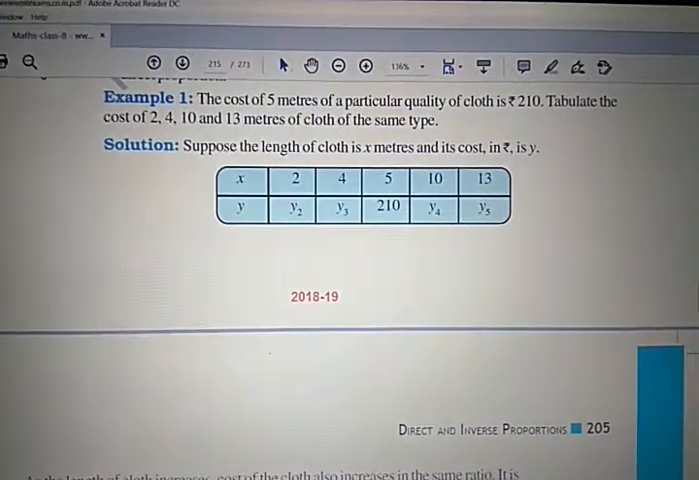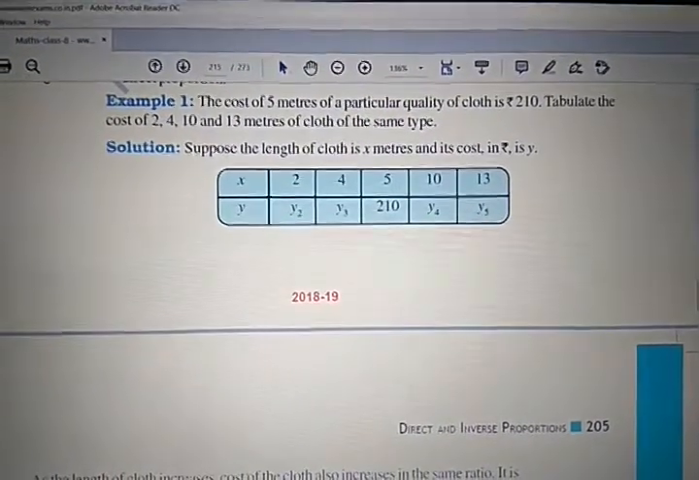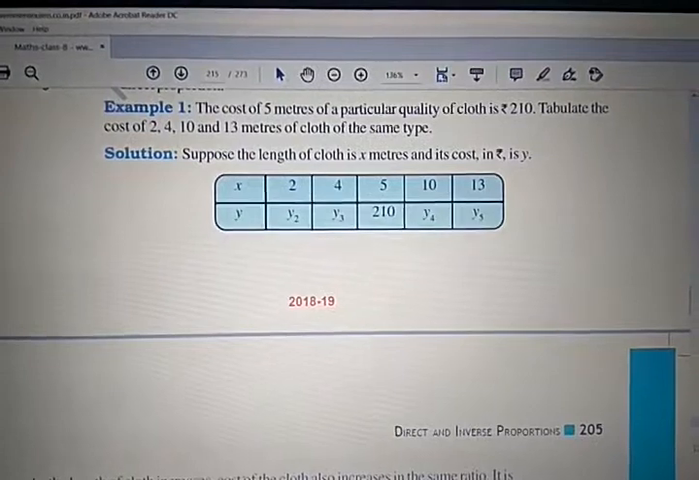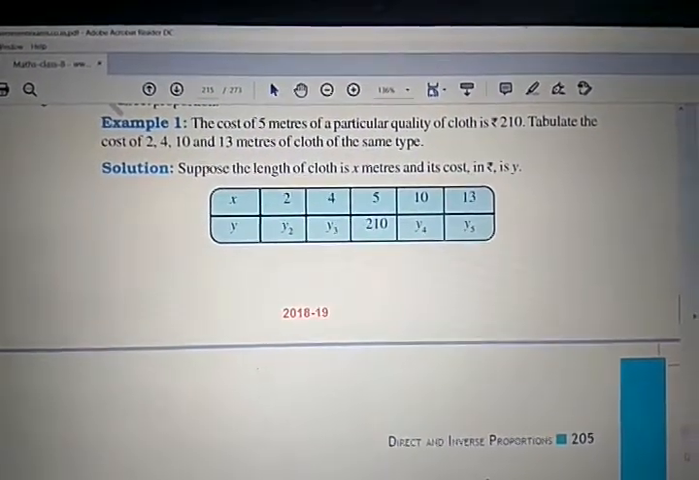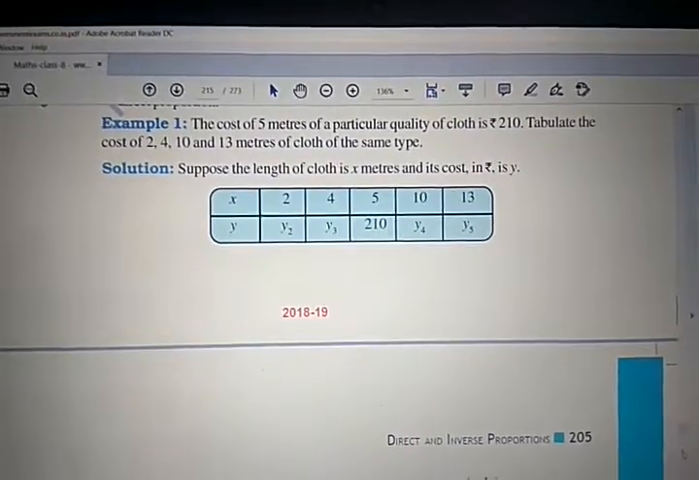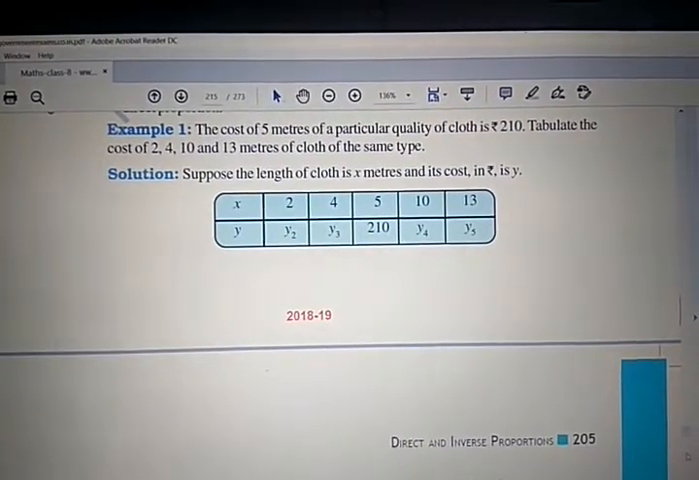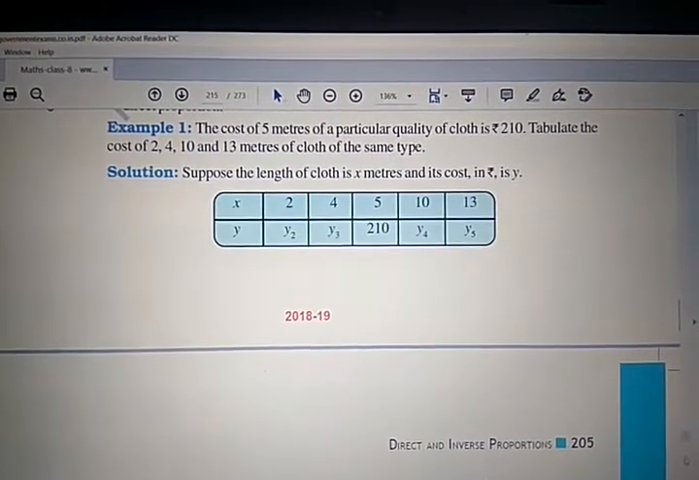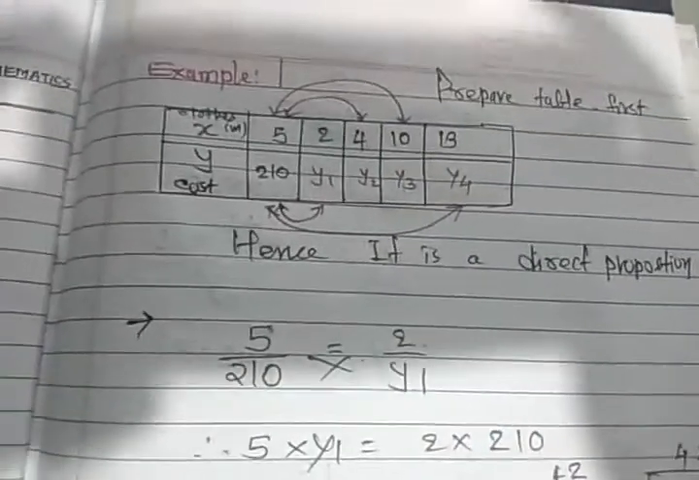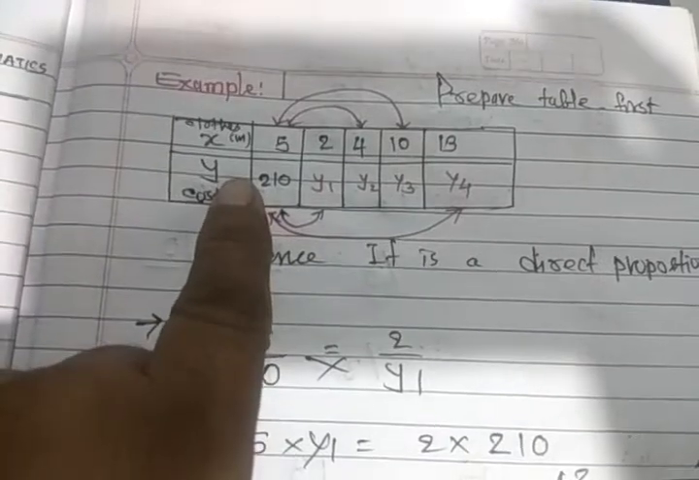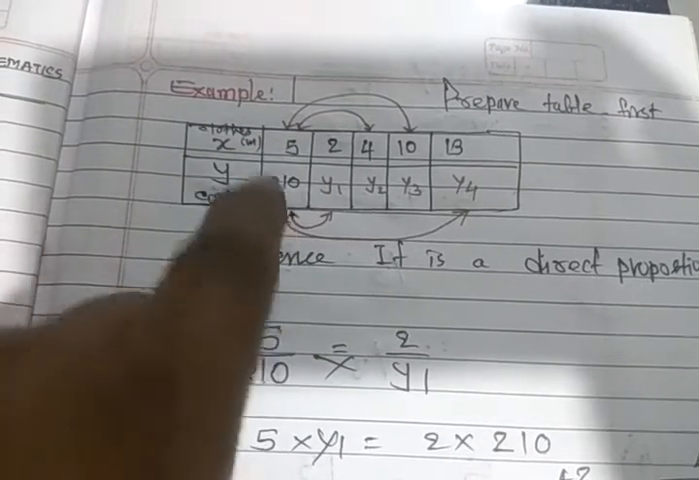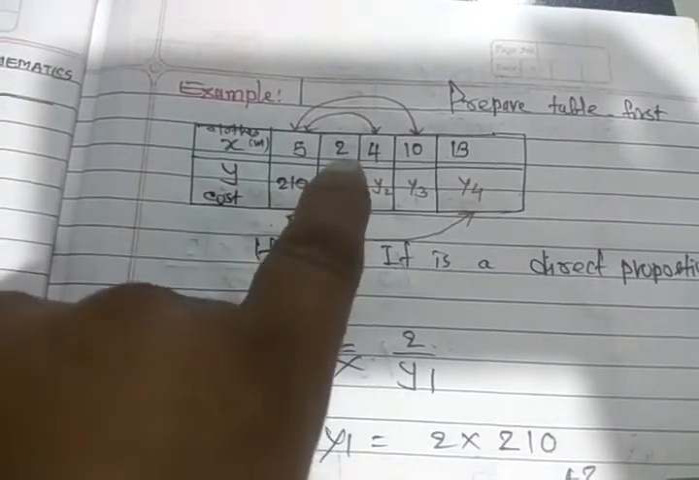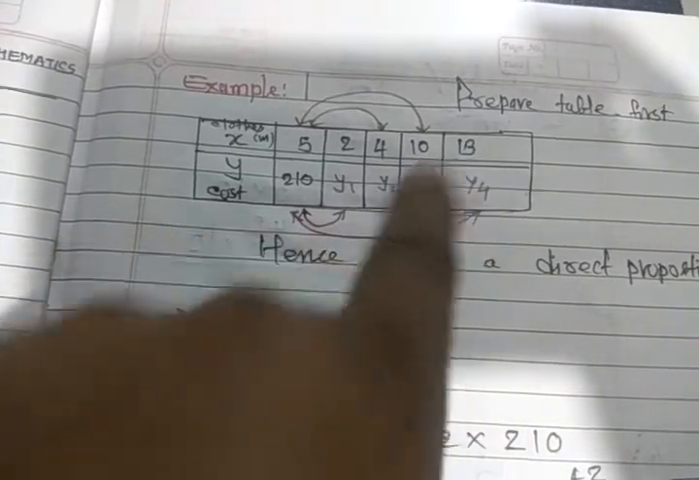Okay, look at example number 1. The cost of 5 meters of a particular quality of cloth is 210. Tabulate the cost of 2, 4, 10 and 13 meters of cloth of the same type. So first of all we have to prepare the table this way. Look students, I am preparing this table as per our question. X, I consider cloth; Y means cost. When there is 5 meters of cloth, the price is 210. Then for 2, 4, 10 and 15 meters of cloth, what will the price be?